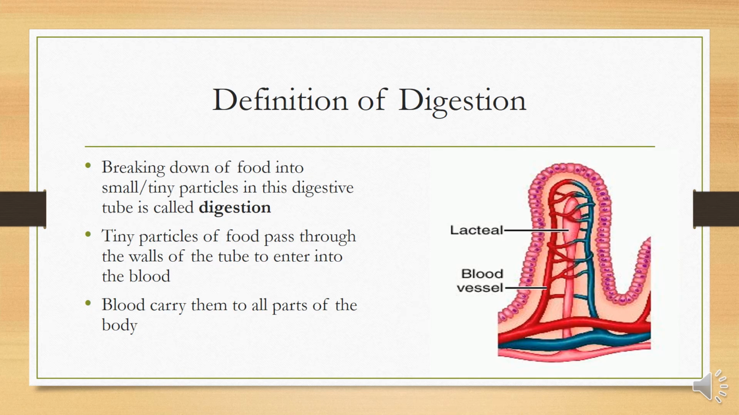Now, what is basically the function of this system? As we have said already, it digests food. When the food goes into the digestive system, it breaks down the food into small tiny particles so that food can be digested. Breaking down of the food into small tiny particles in this digestive tube is called digestion. Tiny particles of the food pass through the walls. These are so tiny that they can pass through the walls of the tube and enter into the blood vessels. So blood carries these small particles of the food to all parts of the body so that energy can be given to the different parts of the body.